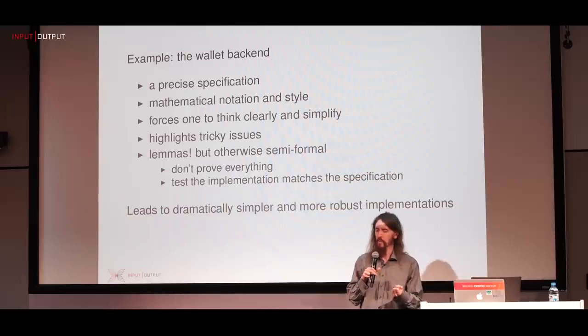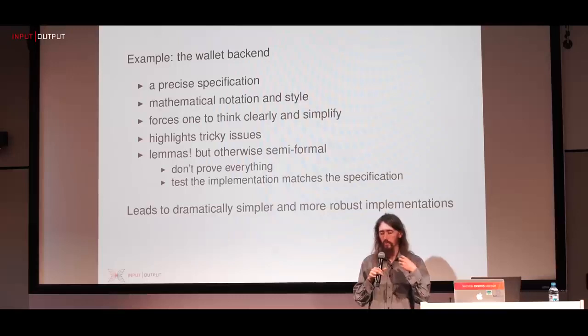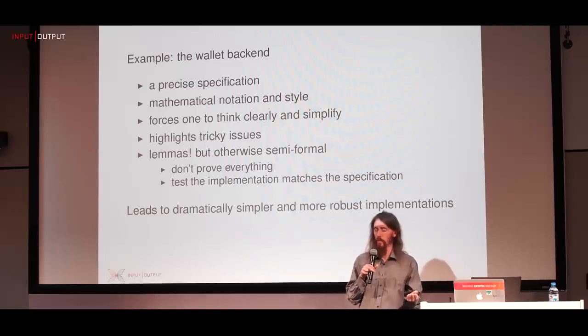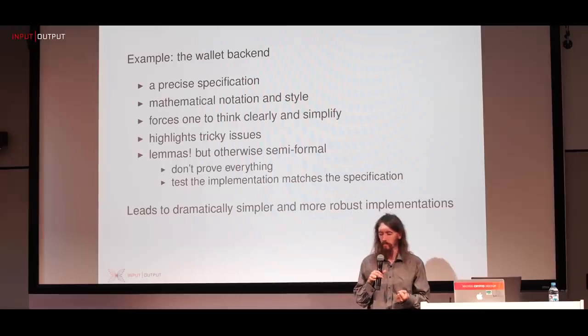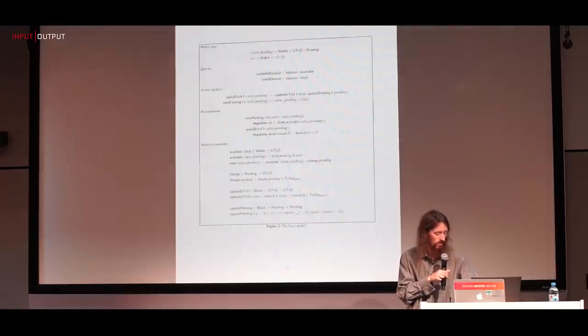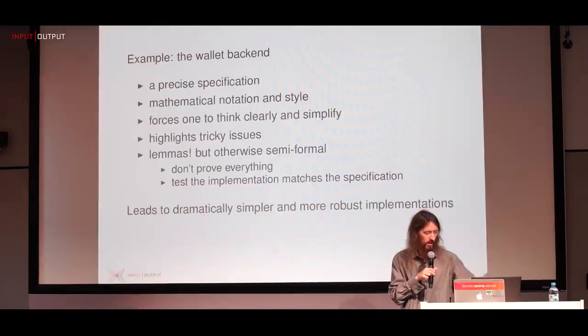But making things as simple as possible is actually quite hard. It requires a lot of thinking. So writing down these things in a mathematical style forces you to think about this stuff, and it highlights the tricky parts of the problem, which might not have been immediately obvious previously that they were even problems at all. And I'll give an example in a second. And then you could try and prove things, and we have done that in our wallet specification. I'll come back to what this means in a second.